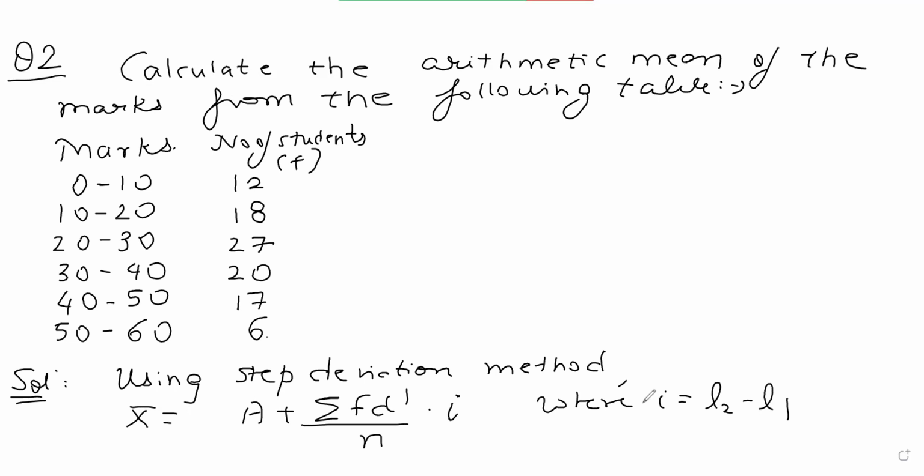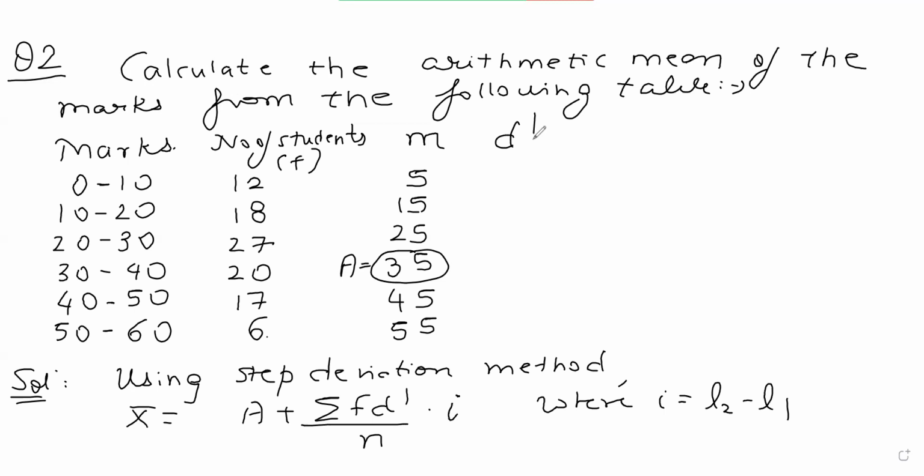So if I first calculate the midpoint, let's calculate the midpoint M. What is M? 0 to 10, the midpoint is 5. Then it's 10 to 20, midpoint is 15. Then we have 25. Then we have 35. Then we have 45. Then we have 55. Let me take my assumed mean as 35. What will my d dash be? d dash is nothing but x minus a over i.